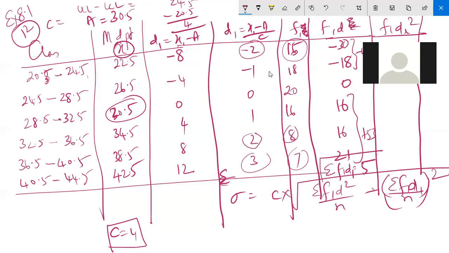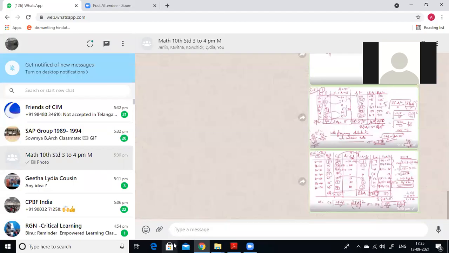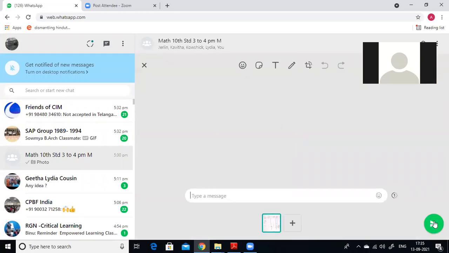Same way you find sigma Fi di squared. Finish that sum and come. Okay? 12th sum. Okay, sir. When you substitute in the formula, you get the answer. Okay. All the best.